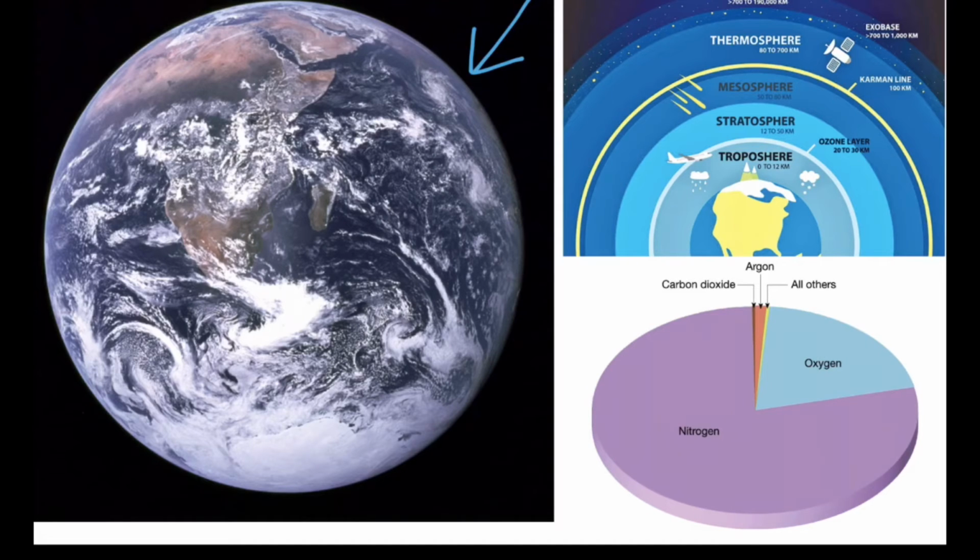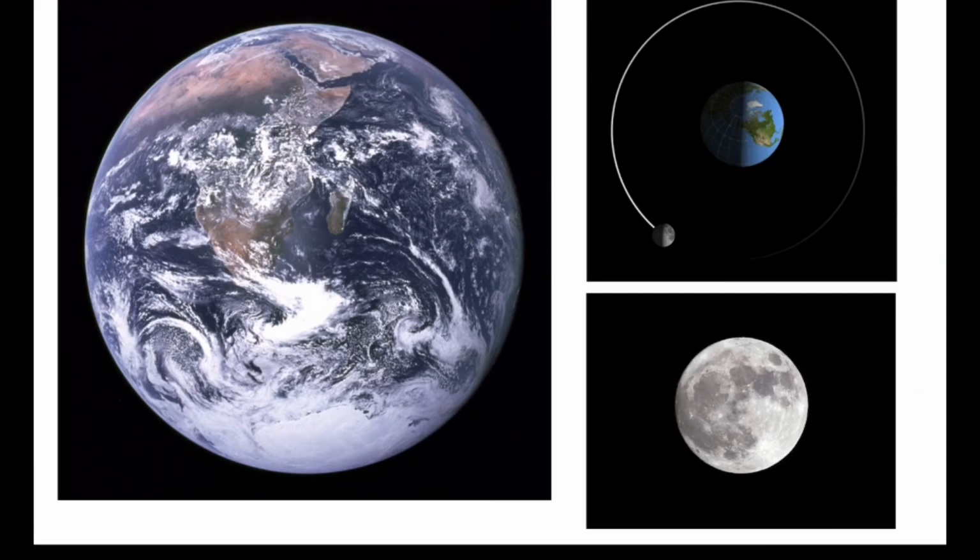The Earth's atmosphere is made up of nitrogen, oxygen, and other gases that allow us and other life to survive. A special layer of oxygen known as the ozone layer, right here, absorbs harmful UV rays from the sun. Earth also has one moon. The moon is an astronomical body that orbits the Earth. The moon's orbital period is 27 days.